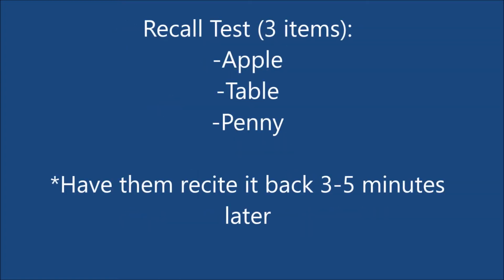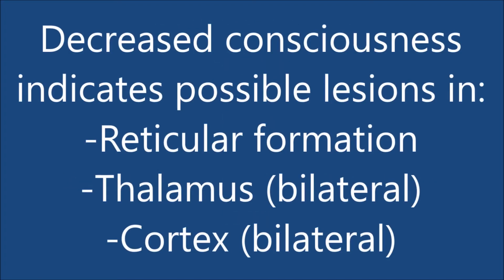In addition, you may want to test the patient's ability to recall 3 items, and this is usually done right here at the beginning of the neurological exam. You ask the patient to recall 3 items. I like to choose apple, table, and penny. You conduct your neurological exam and you have the patient recite these 3 back to you about 3 to 5 minutes later. Now, what is being tested under the mental status exam is the following.